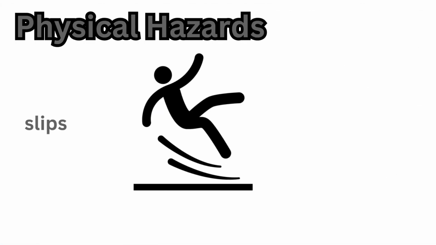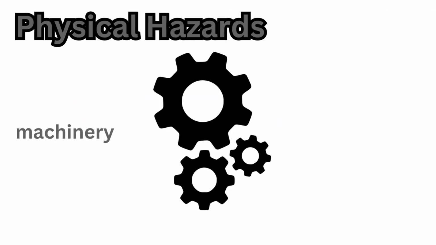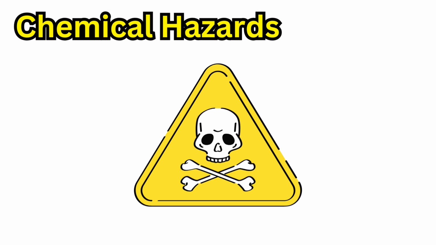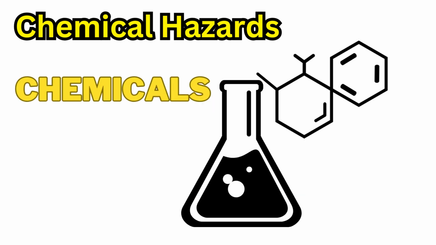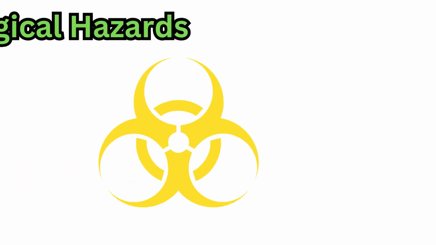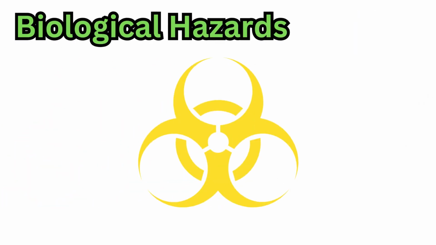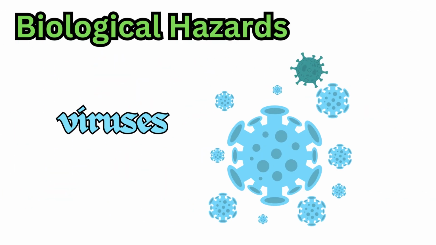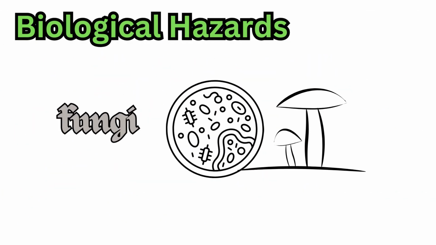Physical hazards. These include slips, trips, falls, noise, machinery, and other physical factors that can cause harm. Chemical hazards. Substances such as hazardous chemicals, gases, or fumes that can lead to health issues. Biological hazards. These encompass risks associated with exposure to bacteria, viruses, fungi, and other living organisms.